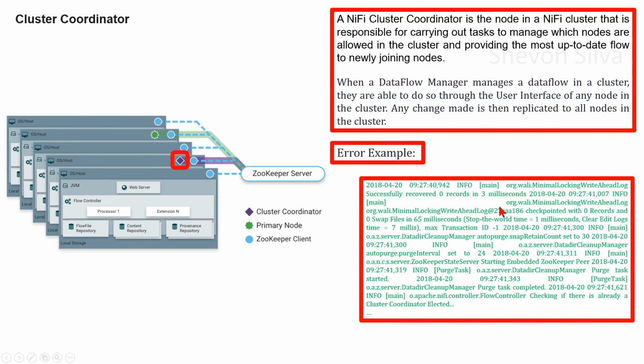As an error example, we can consider a segment of an error message here. You can see here: checking if there is already a cluster coordinator elected.